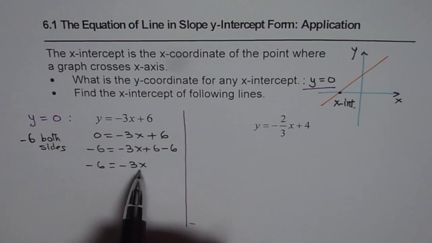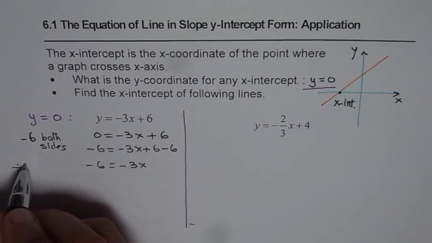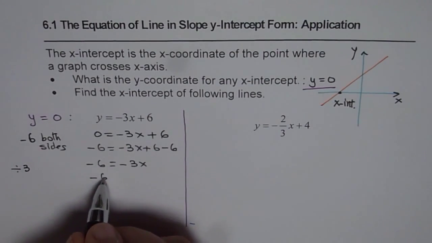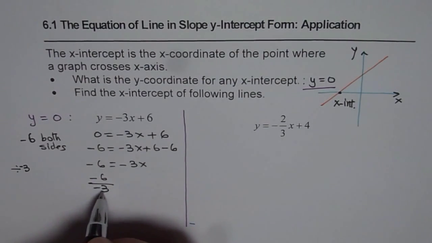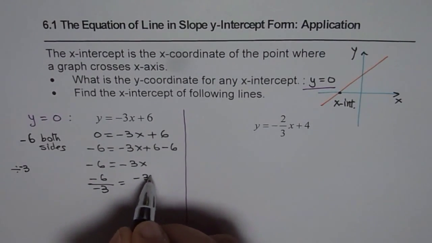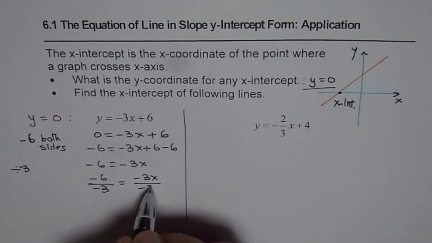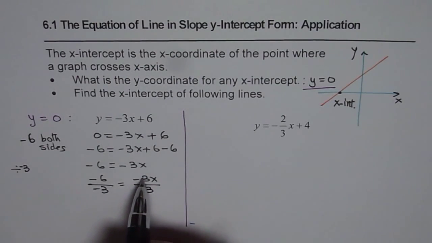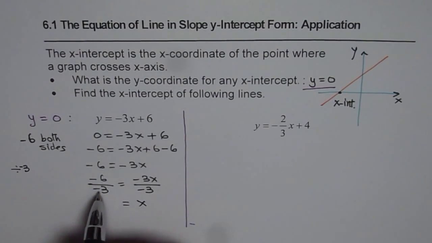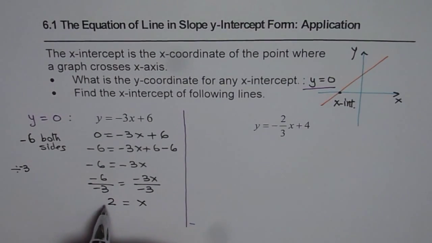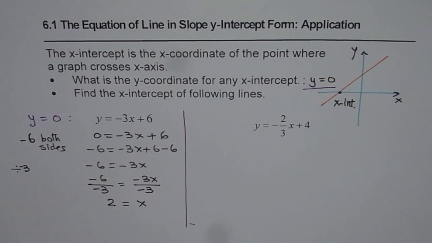Now we need to isolate x, which we can do by dividing both sides by minus 3. So we get minus 6 divided by minus 3 equals minus 3x divided by minus 3. So minus 3 divided by minus 3 is 1. We are left with x. Minus 6 divided by minus 3 is plus 2. So x equals 2 is our x-intercept. Okay? So that's how you can find it.